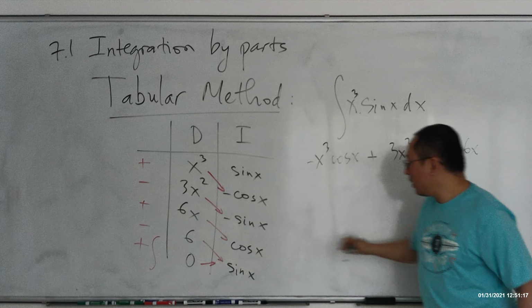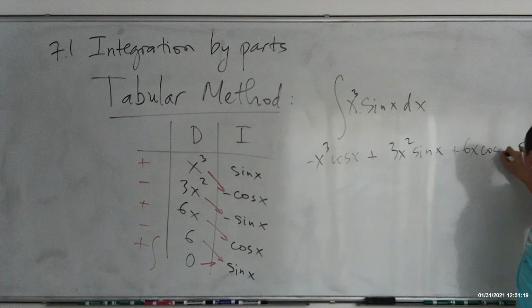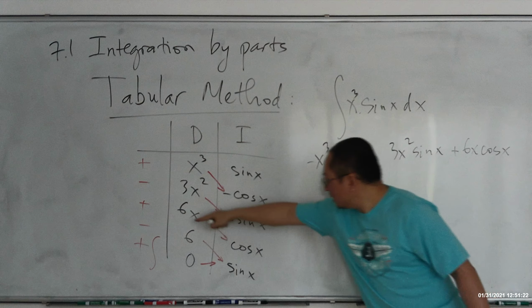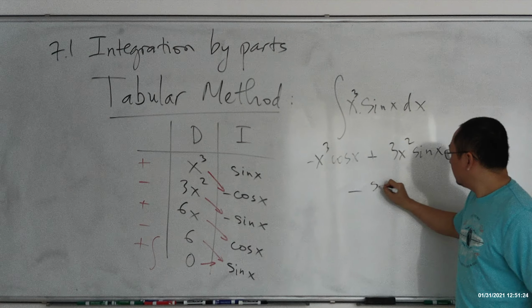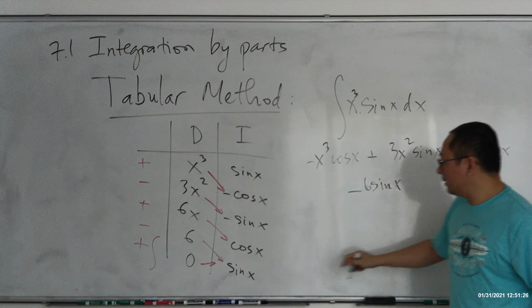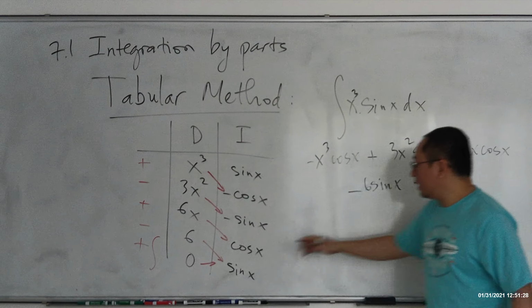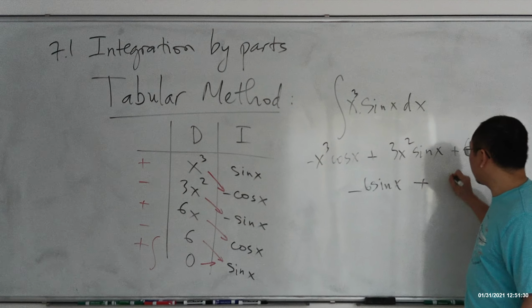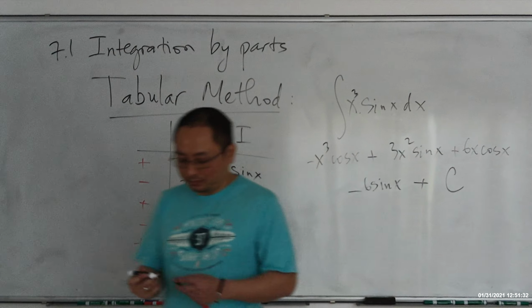6x cosine x, and then minus 6 sine x, and then plus the integral of 0 times something. Integral of 0 is a constant. You have the answer.